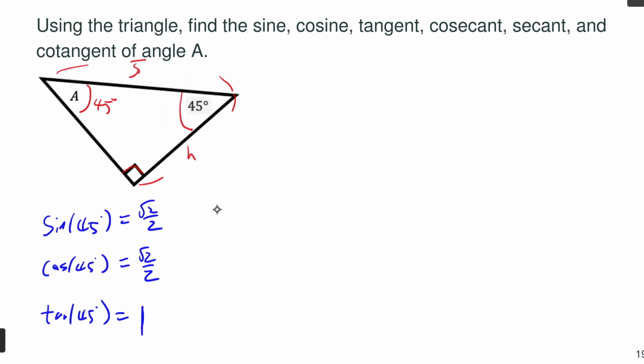So then when we find cosecant of 45 degrees, it's the reciprocal of sine. So it'll be 2 over square root 2. We can rationalize by multiplying by square root 2 over square root 2, which is 2 square root 2 over 2, which just simplifies to square root 2. So cosecant 45 is square root 2.